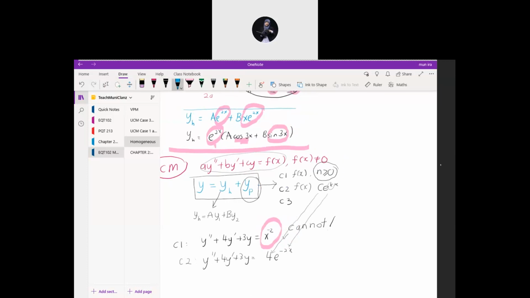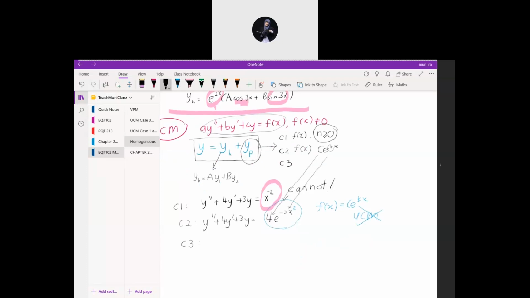But if I change this equation in the form of 4e^(-2x²), for example, so that your f(x) here is no longer in the form of C e^(kx). So that we cannot solve this equation by using UCM because your f(x) is not in the form of C e^(kx) anymore. Understand?